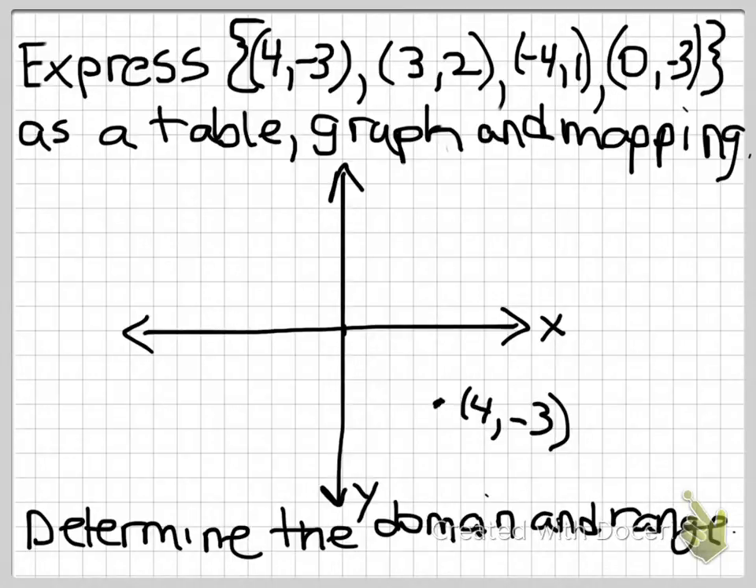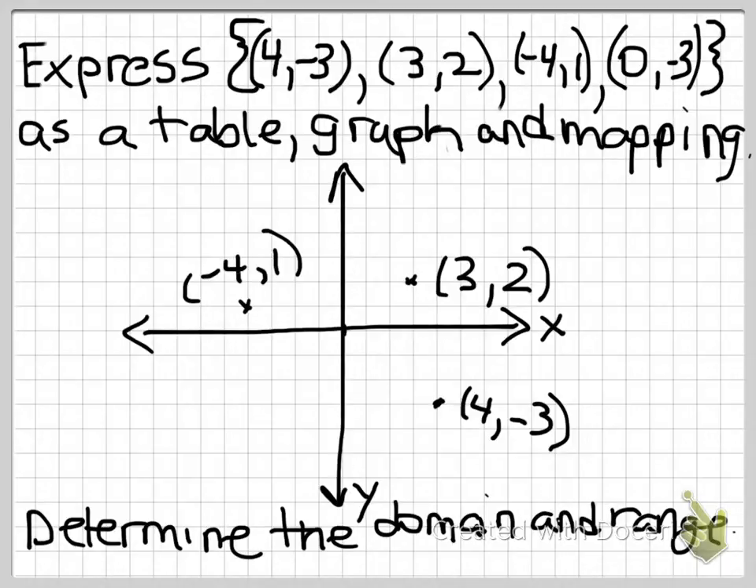Our second is 3, 2, so again we're going to go to the right 3 because it's a +3 for x, and up 2. So that's going to be 3, 2. And then we'll have -4, 1, which is a negative x coordinate, so it goes to the left from the origin, 1, 2, 3, 4. And we're going to go up to 1 on the y-axis, so that would be our ordered pair.